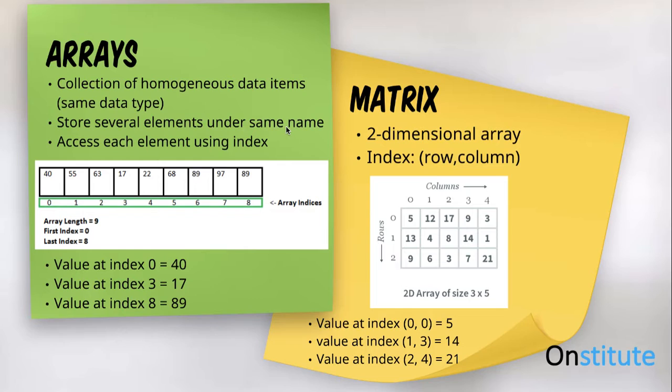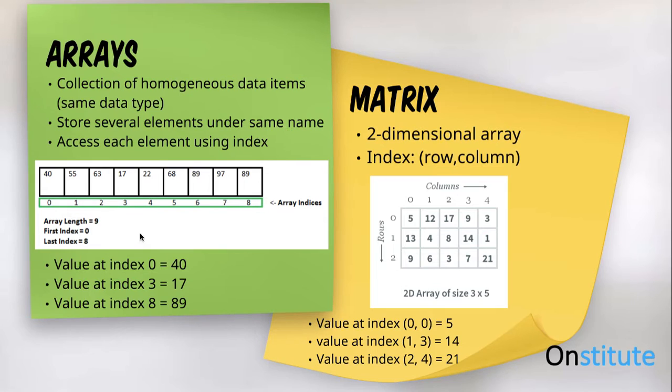At that point of time, you may think of using an array, which is a collection of homogeneous data elements, and you can store lots of data under the same name. Now, in order to access all those elements, you have to use some kind of index, and that facility is already there in the C++ array.